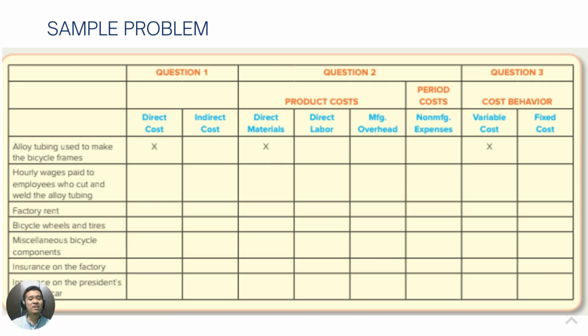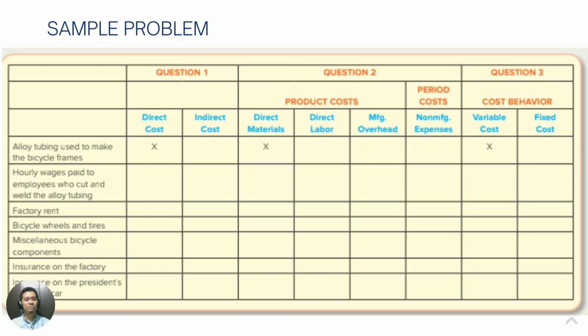So in question 2, is it a product cost or a period cost? So, of course, alloy, it is a product cost. That is a direct material. It is not labor, it is not manufacturing overhead, and it is not a monthly expense. So in question 3, is the alloy variable or fixed? Of course, since it is a direct material, it is variable. It changes, it varies, based on the production.